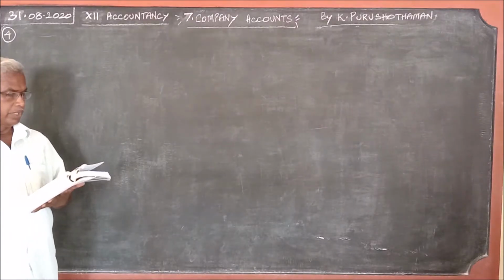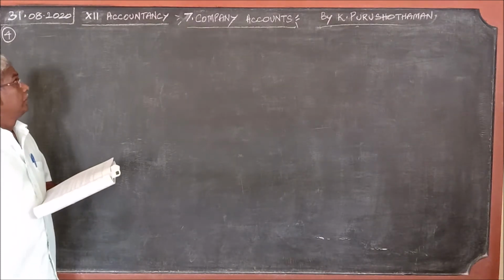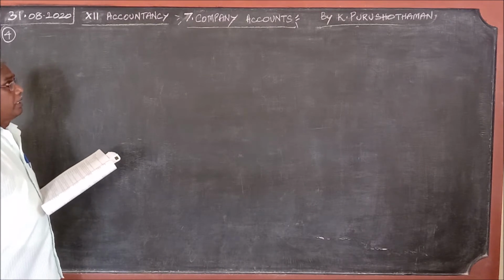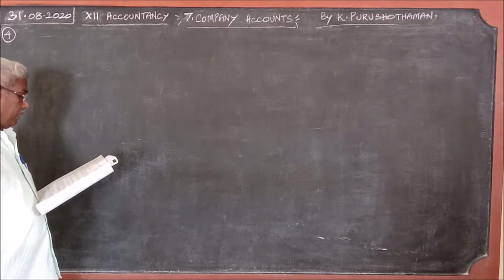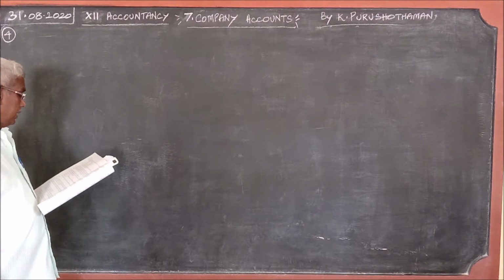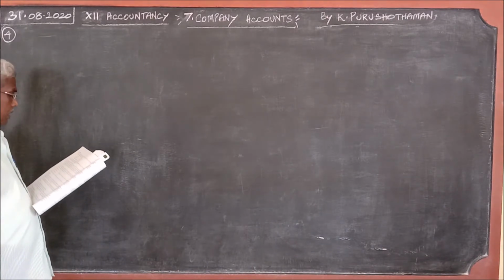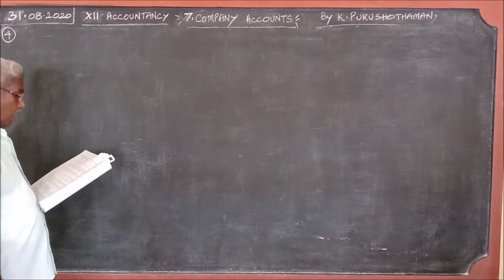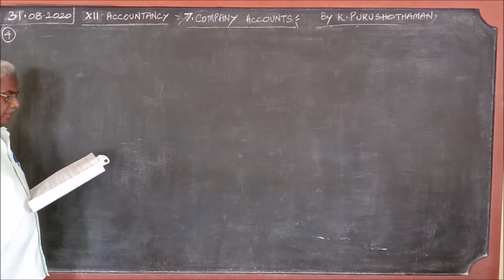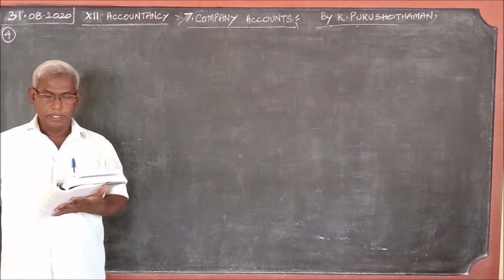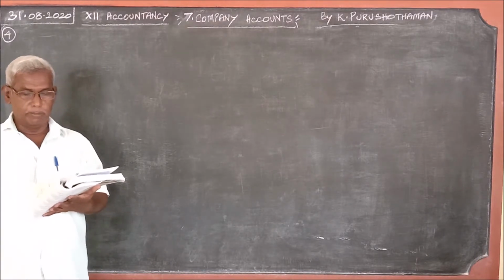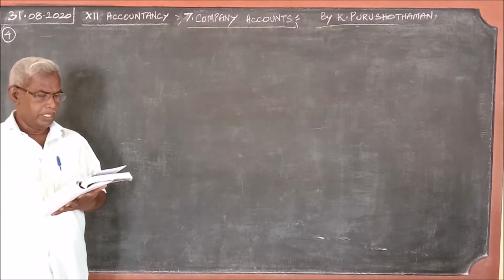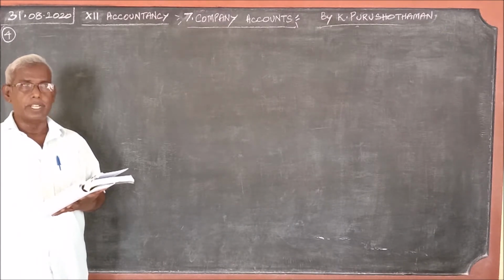Good morning, students. We shall pass on to problem number 4 under the company accounts chapter. Fourth problem in the exercise. Gajal Limited issued 40,000 shares of rupees 10 each to the public, payable rupees 2 on application, rupees 5 on allotment, and rupees 3 on first and final call.